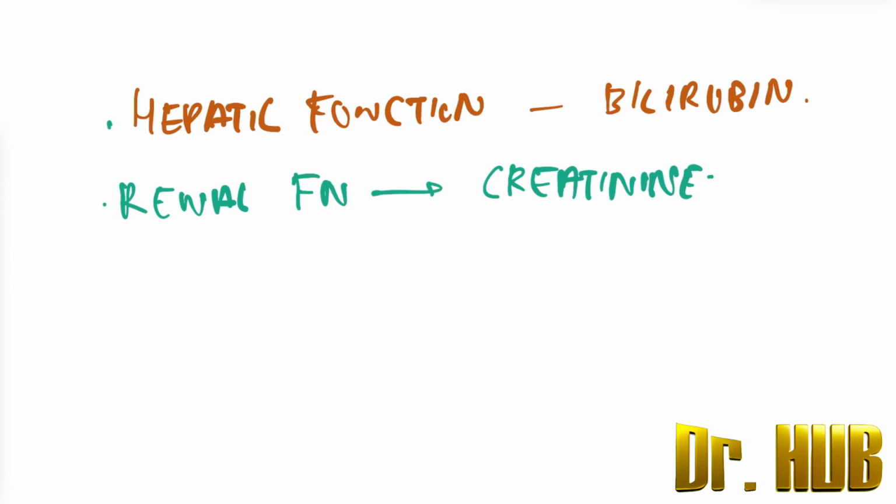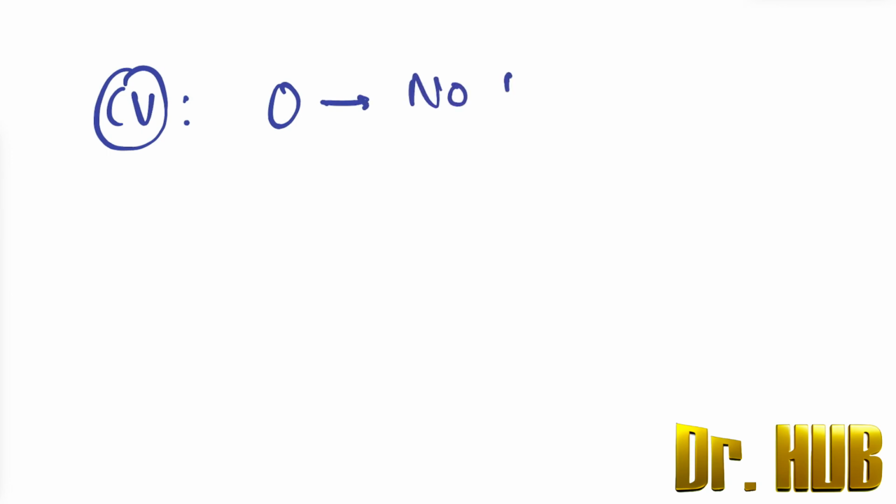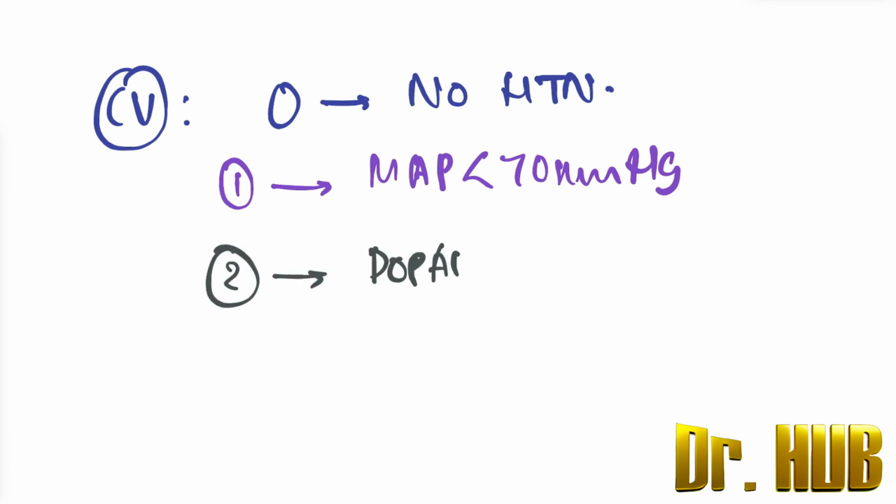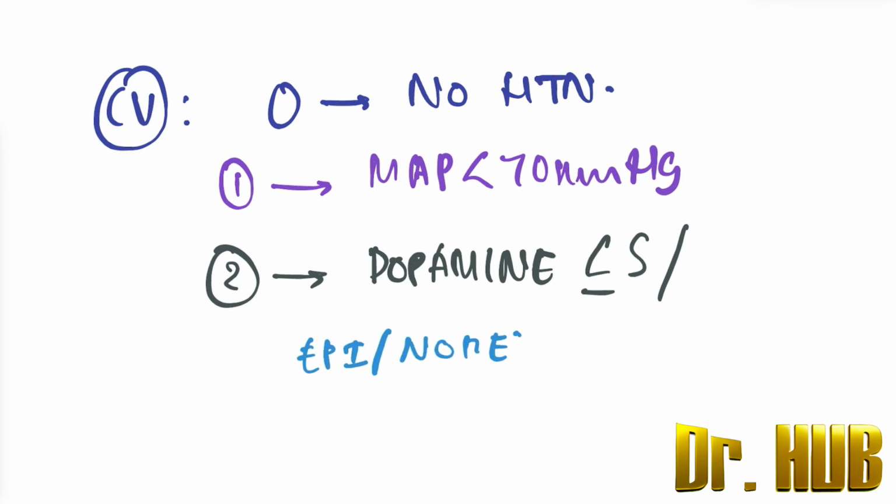So now let's look at the qSOFA score. The gradings go from 0 to 4. Specifically, let's start with the cardiovascular. In score 0, there is no hypotension. For score 1, there is MAP less than 70 mmHg. For score 2, it is dopamine less than or equal to 5, or epinephrine or norepinephrine less than or equal to 0.1.